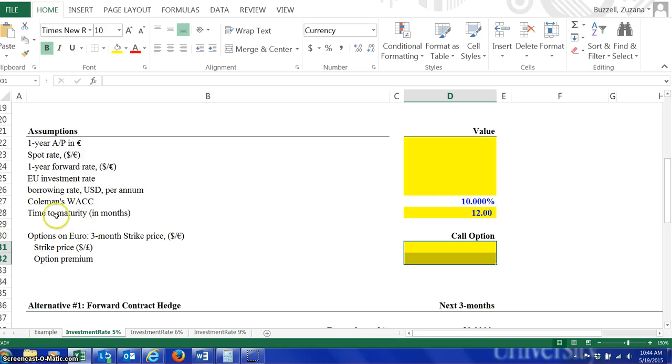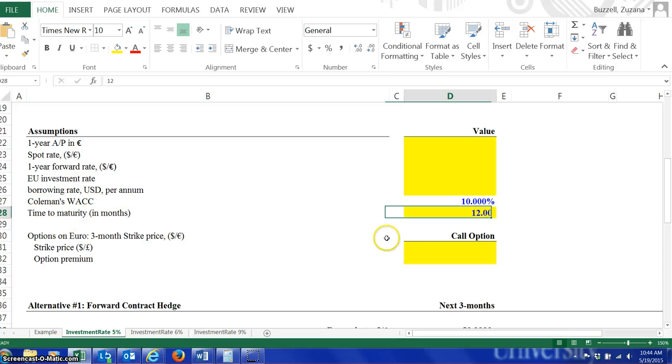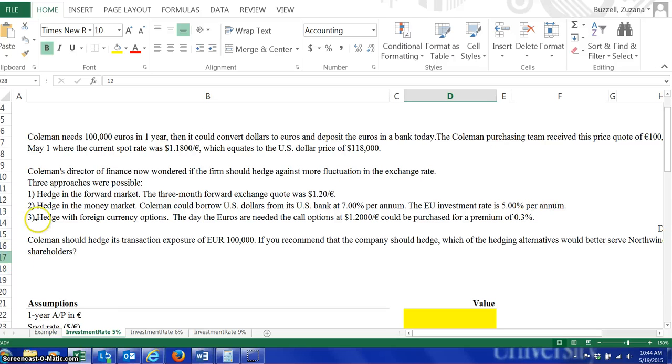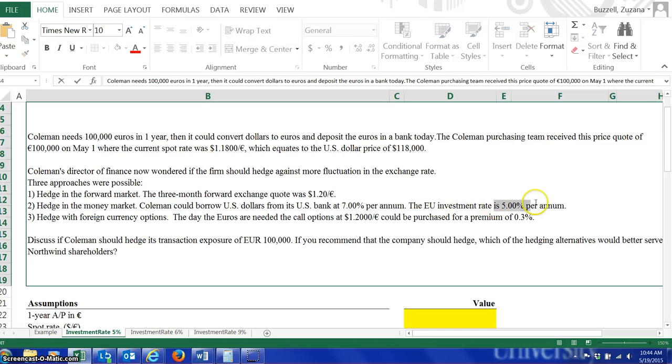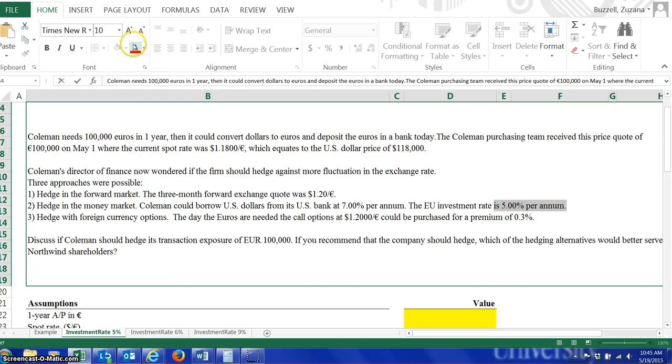And obviously I have provided you with the WACC and time to maturity, which is 12 months. It's a year. Okay. Now, the one that's going to change, if you notice, you have 3 tabs. Investment rate is 5% on the first one. I'm referring to this investment rate right here, okay? That's what I'm referring to. So you got to know that this investment rate is going to be different for each tab. And that's because you will analyze later on which option is better for the money market, okay?